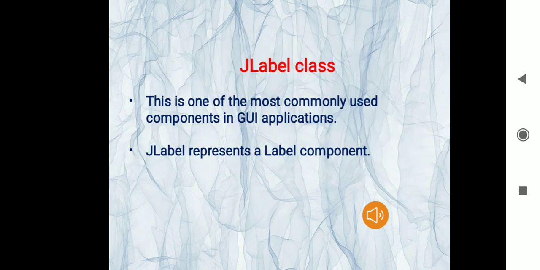The second type of control class is the JLabel class. This is one of the most commonly used components in GUI applications. JLabel represents the label component and it can be placed on top of the JFrame.